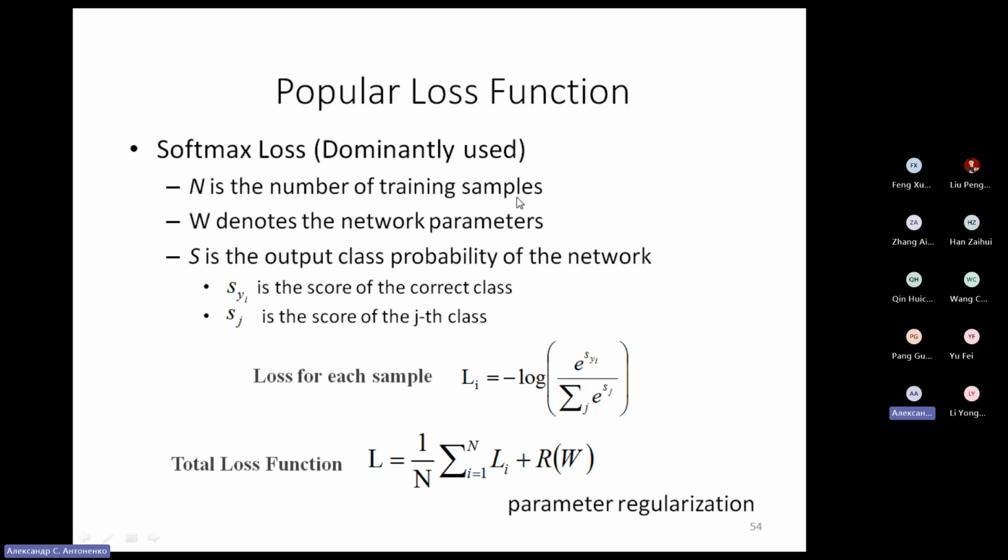We have some training samples. N is the number of all training samples. V denotes some parameters. S is the output class probability of the network. So we have S y, where y is the score of the correct class. This is good. And S j is the score of class j, so any class.